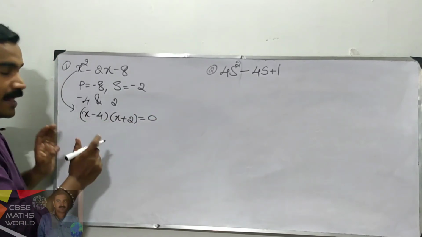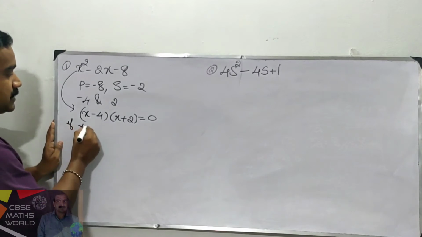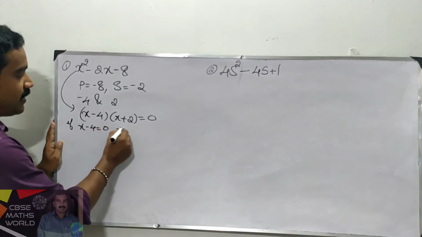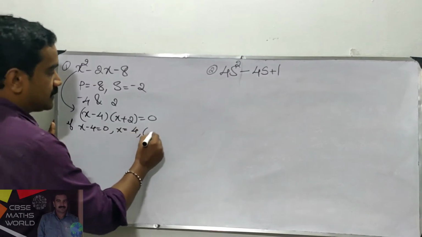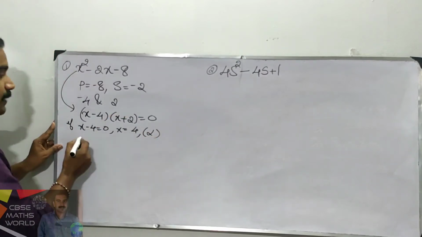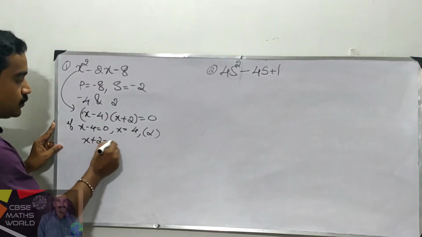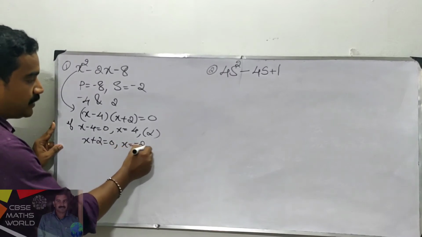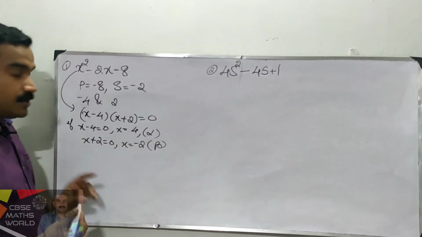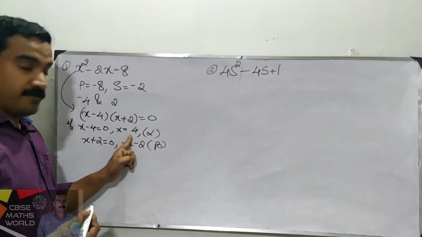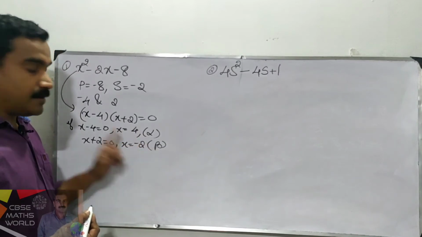Then equate each bracket to 0. If x minus 4 equal to 0, what is the value of x? x is 4. That is the alpha. If the second bracket is 0, if x plus 2 equal to 0, what is the value of x? Minus 2. That is the value beta. So we got alpha as 4, beta as minus 2.